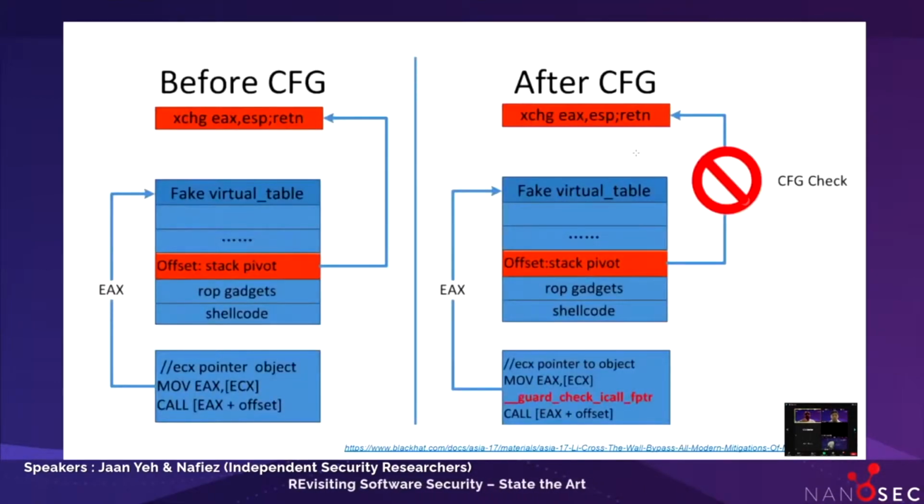Microsoft introduced CFG, where it checks, for example, if there's a call function like call EAX, they will put a guard there, and if it calls to an invalid pointer, it will kill the execution itself.